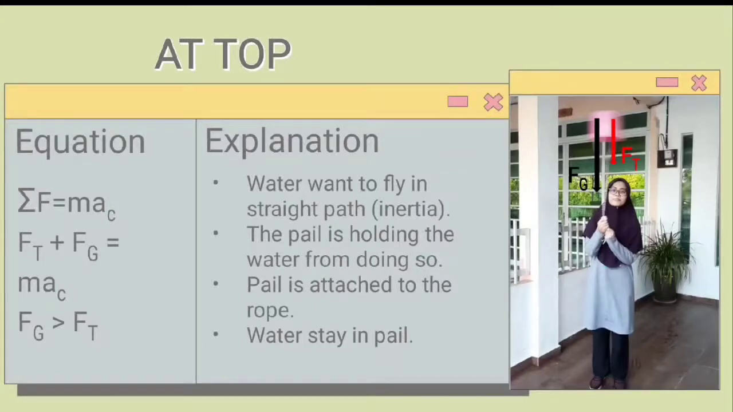For the explanation, the water wants to fly in a straight line due to inertia, which is to the side. But the water stays in the pail because the pail is holding the water from doing so, since the pail is attached to the rope. Thus, the pail forces the water to move in the same direction as it moves, in circular motion. The water also stays in the pail because of the normal force acting on the water, which keeps it from going down and out of the pail. That is why water stays in the pail at the top position.